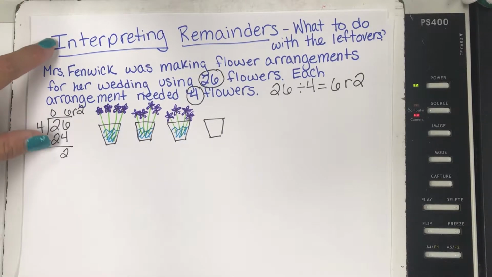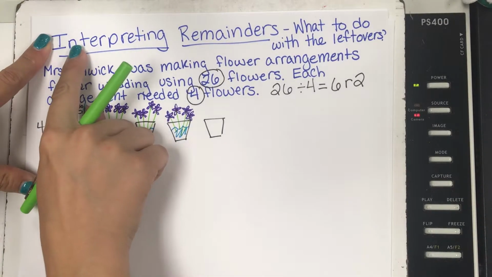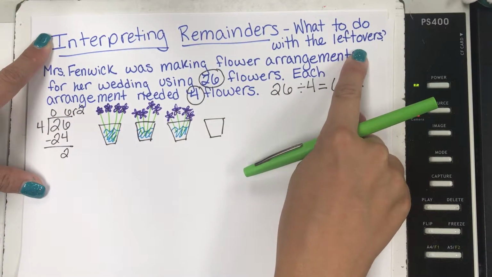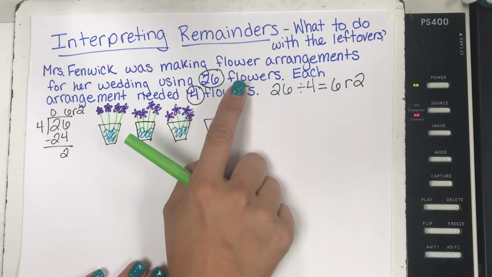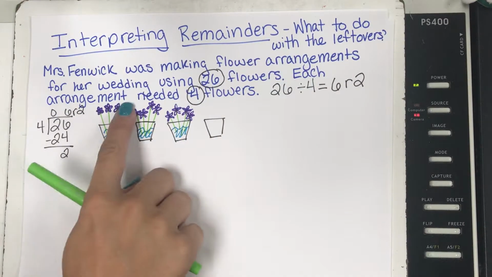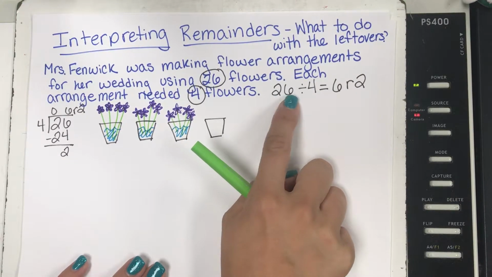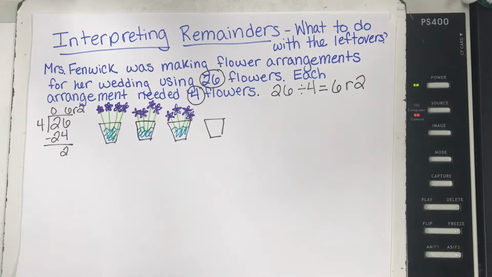All right, so we've talked about having leftovers and we've talked about having remainders, but this lesson is about interpreting remainders, so it's just what do I do with those leftovers. So I've given you a problem, and it is Miss Fenwick was making flower arrangements for her wedding. She used 26 flowers. Each arrangement needs to have 4 flowers in it. So we've agreed that 26 divided by 4 is what we're doing here. That's the math that we're doing.